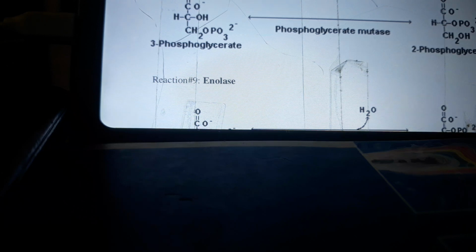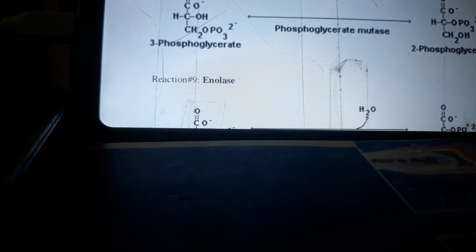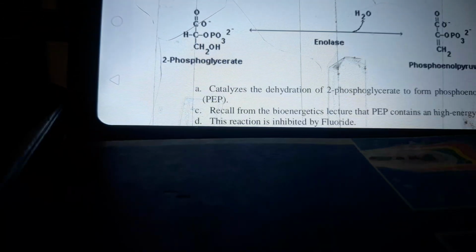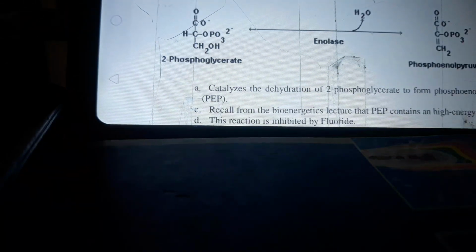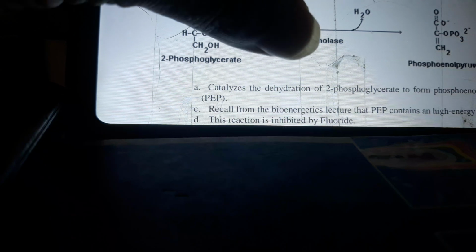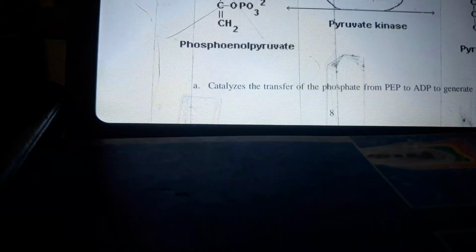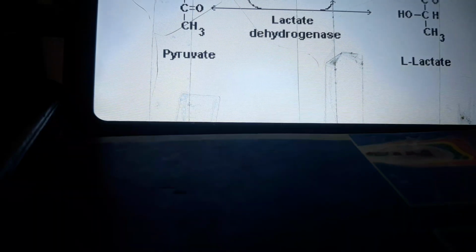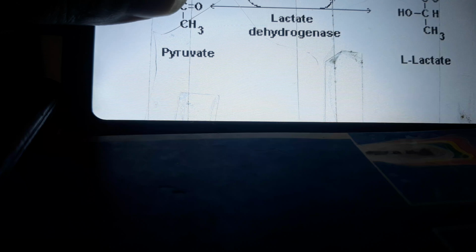And the number 8 would be 3-phosphoglycerate in the presence of phosphoglycerate mutase to 2-phosphoglycerate. Then 2-phosphoglycerate, in the presence of enolase liberating water to give phosphoenolpyruvate, and phosphoenolpyruvate in the presence of pyruvate kinase giving pyruvate, right? And this is the pyruvate in the presence of lactate dehydrogenase. When it gives lactate, it's anaerobic.